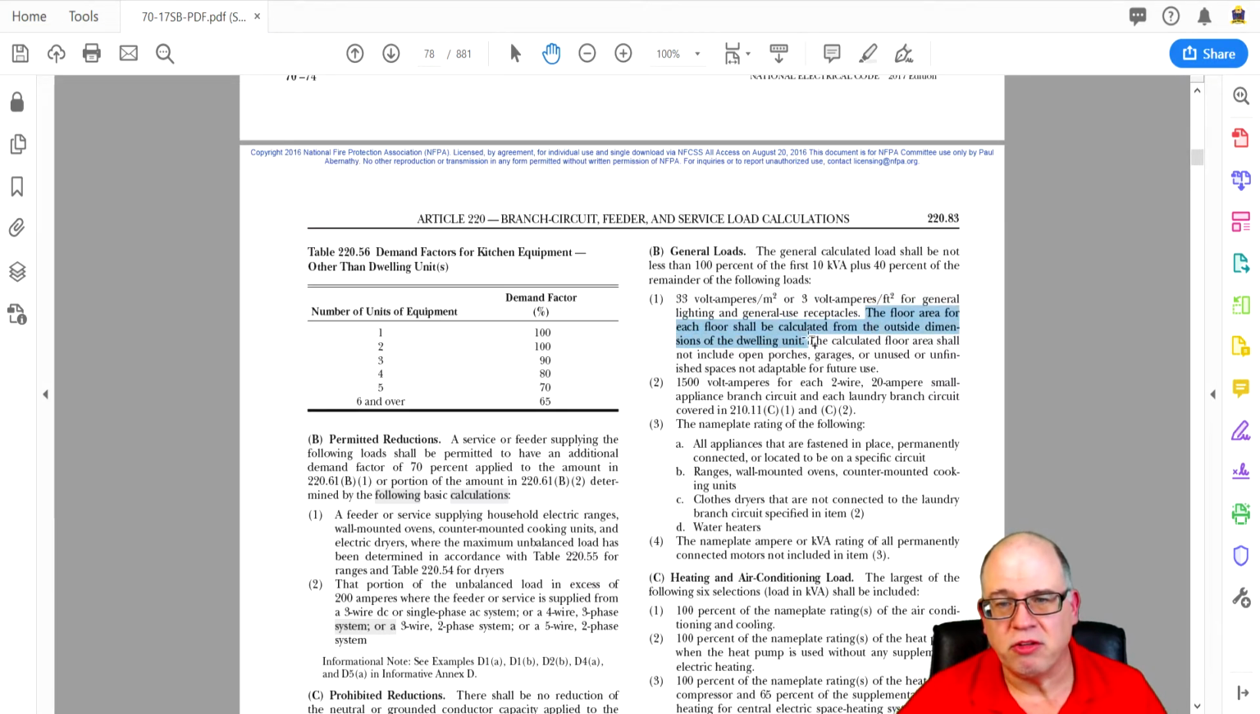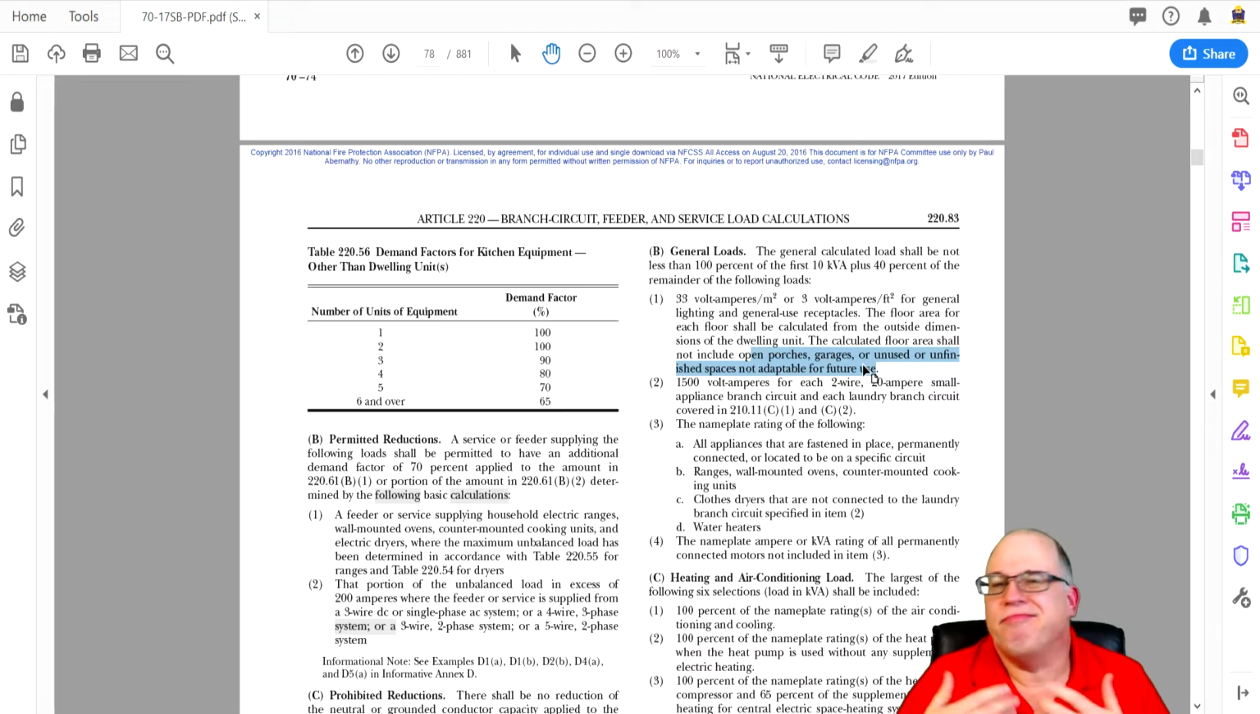You're going to use the outside dimensions. If you have multiple floors, you're going to use the outside dimensions for each floor. If you have open porches, garages, or unused or unfinished spaces that aren't adaptable for future use, those are excluded. For example, an unfinished basement is still adaptable for future use, and you're going to have to count that square footage. But an attic that is not designed to go up there and handle storage, in other words, it's just rafters, it's not really adaptable for future use. You're not going to walk up there. But if I have an unfinished attic that has adequate floor joists and flooring down, and it's still considered attic, but I could finish it off, then it is adaptable for future use, and I'm going to have to count that square footage area. Okay? Just subtle things to keep in mind.